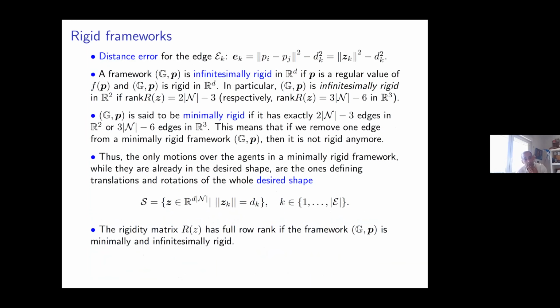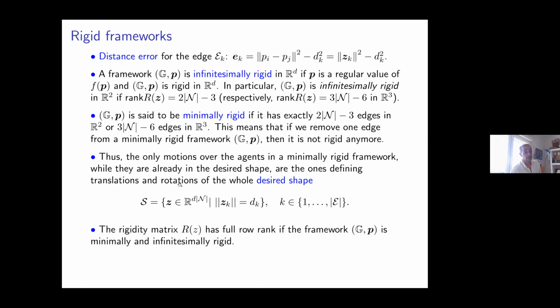So also with rigid frameworks, we have a distance error. Here d denotes the desired distance between the agents. And there are two properties that I will use. I don't want to focus on these properties. Basically, infinitesimally rigid frameworks and minimally rigid frameworks are properties that give us some information about the rank of the rigidity matrix and the quantity of agents, and that helps to conclude a result that is used for the stability analysis.